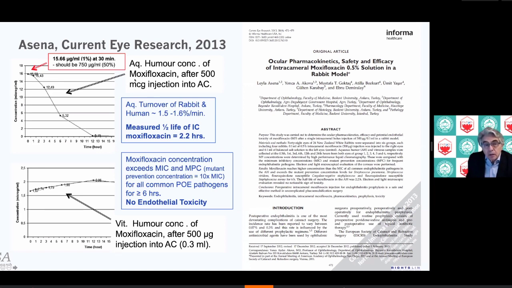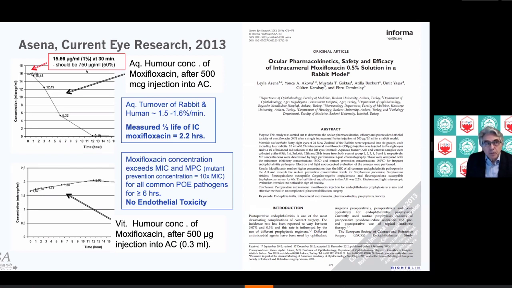And the reason is that when you inject a low concentration, it often leaks out. They tried very hard not to have it leak out, but none of us go and sample our patients 30 minutes post-op. Montan's study showed that there was a drop in the anterior chamber concentration by fourfold in the first hour, probably for the same reason. So when you inject a low volume, you take a high risk of losing a lot of what you put in the eye.